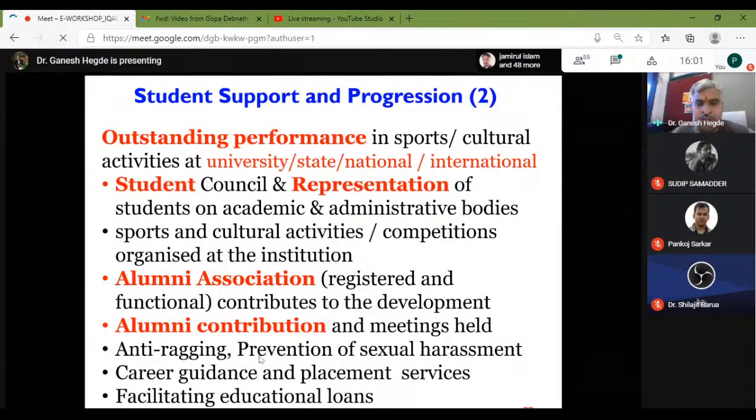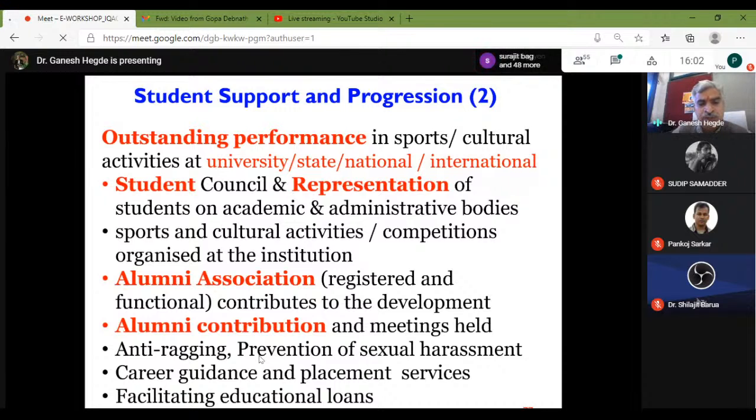IQAC, Alumni Association, where NAAC is suggesting that it may be registered or it may be functional. Alumni contribution is more important, whether it's 2 lakhs or 3 lakhs or 5 lakhs, and how exactly the alumni is contributing to the development of the institution is more important. My request to the institution is that when alumni can make the valuable contribution.